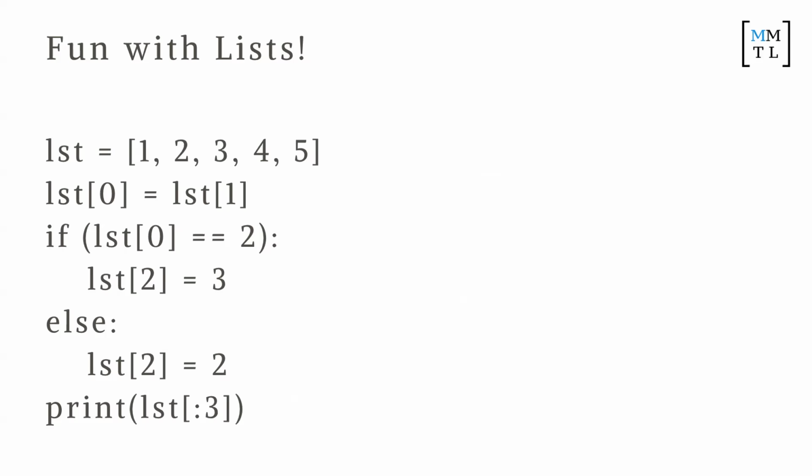And then it says print list. And recall that if there's a missing value there, then it assumes that it goes from the start of the list. Okay? 2, the third position, non-inclusive. Okay? So this will print 2, 2, 3. Does that make sense? Perfect.